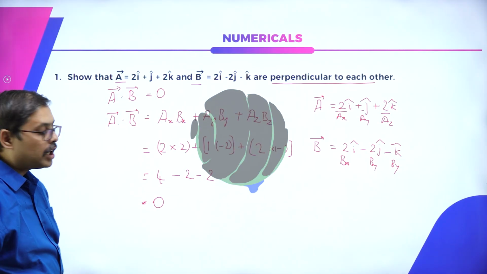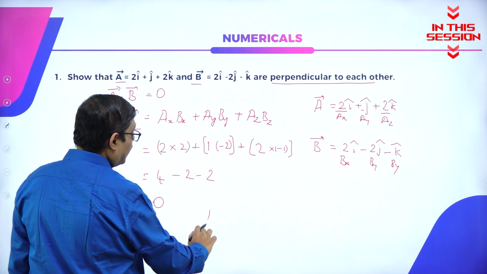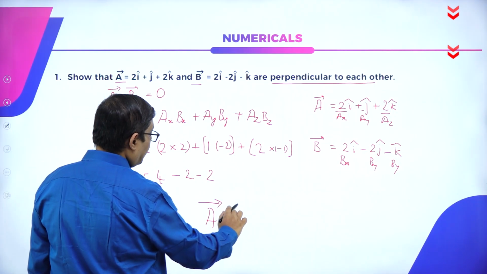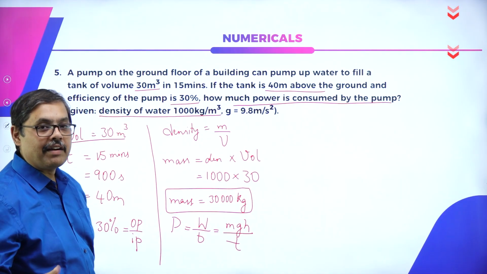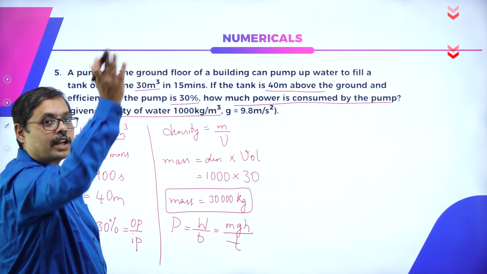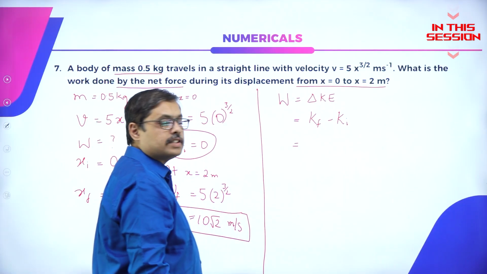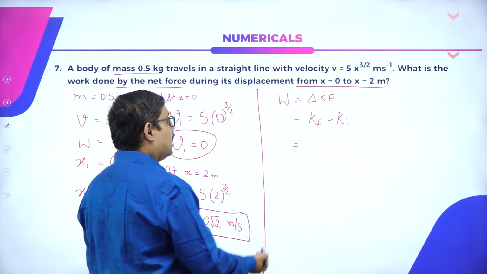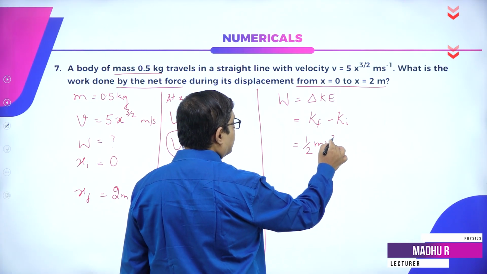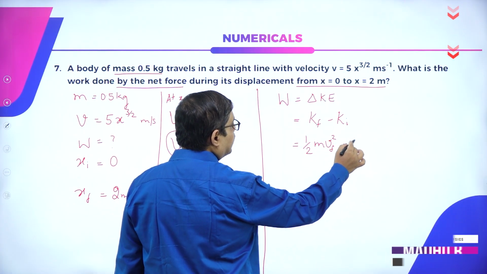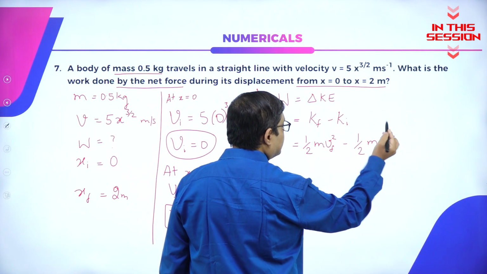So once the dot product of the vectors is 0, I can conclude that vector A is perpendicular to vector B. Mass into gravitational force into height up to which the water is lifted divided by the time taken. What is kinetic energy final minus initial? I know that kinetic energy is given by half mv square. This is final velocity minus half mv square. This is initial velocity.